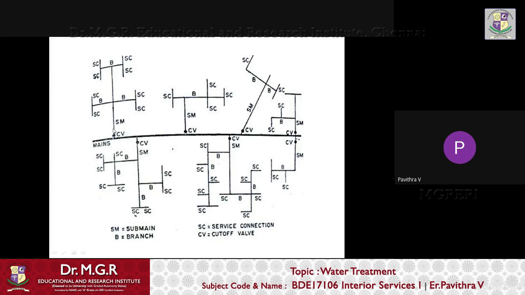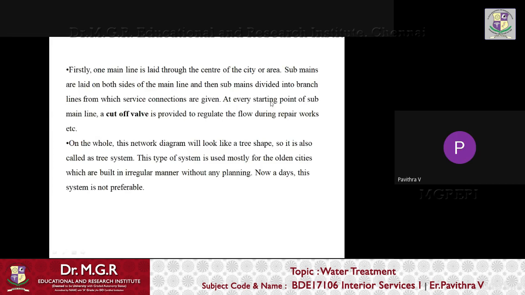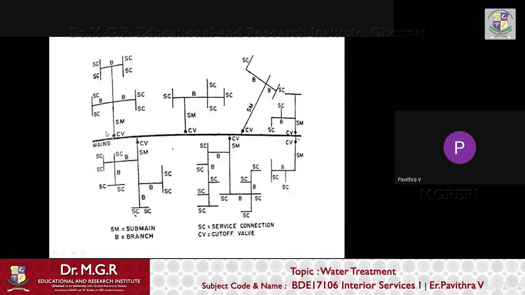So there will be a CV, that is cut-off valve, provided at the starting of the submain. This is provided because if any repair is going to happen in any of the pipe networks like branches or service connections, I can close the overall water supply in this scheme by means of the cut-off valve. At every starting point of the submain line, a cut-off valve is provided to regulate the flow during the repair work, etc. So to regulate the flow of water, I provide a cut-off valve at the starting of the submain.